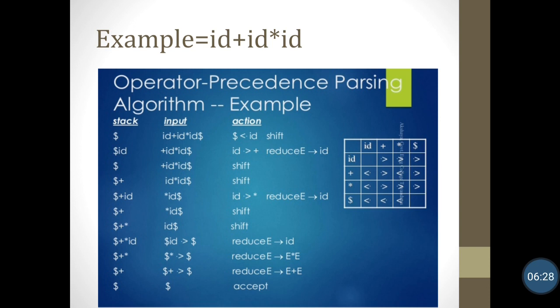E goes to E plus E, then E goes to E star E, and every E is replaced by ID. This is called our operator precedence parsing that uses ambiguous grammar. This is our last bottom-up parser.